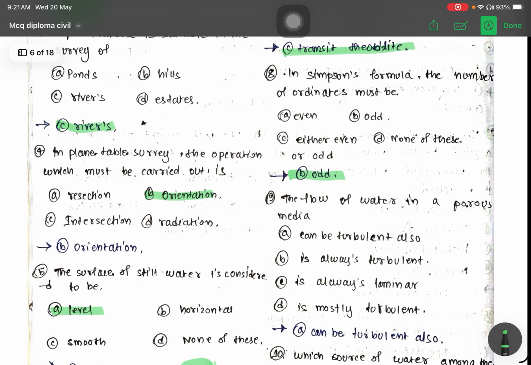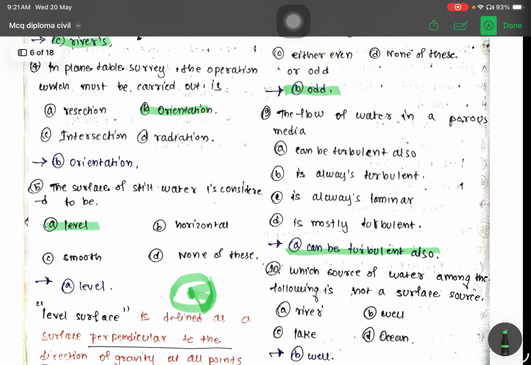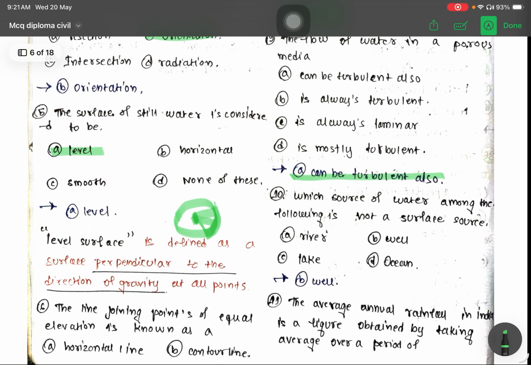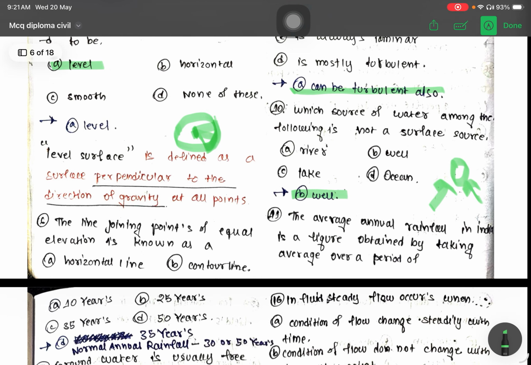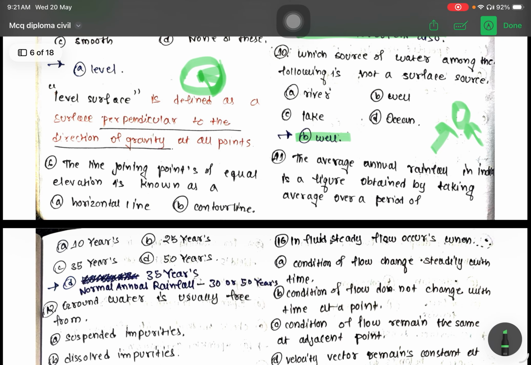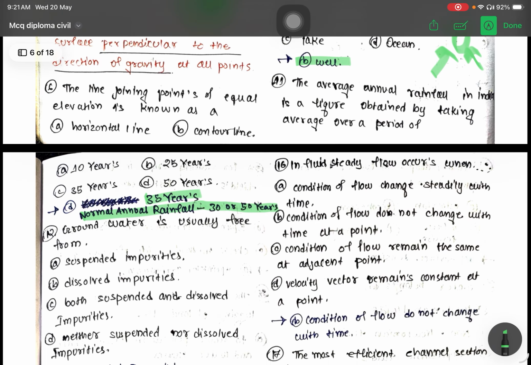The flow of water in a process media can be turbulent also. Which source of water among the following is not a surface source? Well. A well is not a surface source because underground water seeps into the well. The average annual rainfall in a region is obtained by taking the average over a period of 35 years. Average rainfall can be taken over 34 years, and normal annual rainfall over 30 or 50 years.